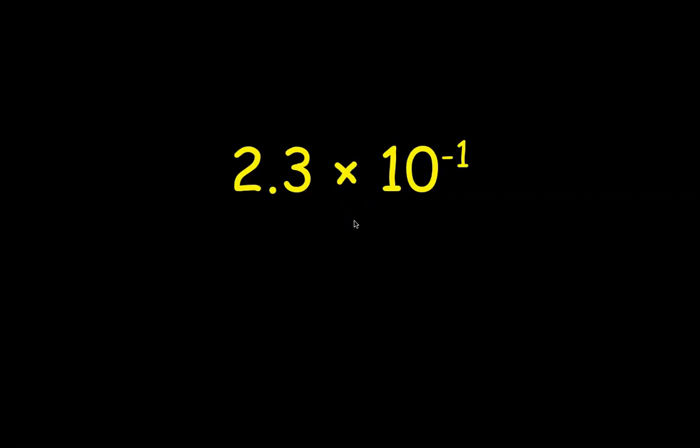0.23. Pause the video, and when you are ready, continue. If I ignore the 3, this would be 2 times 10 to the minus 1. So 2.3 times 10 to the minus 1.